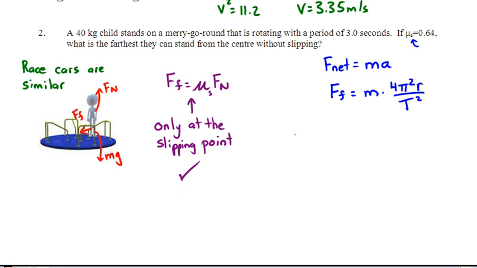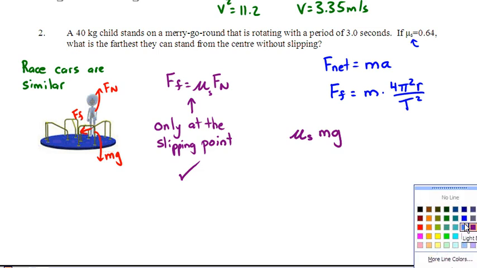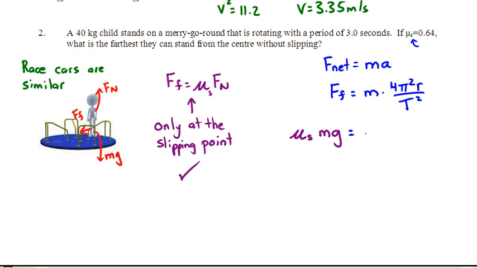I'm going to put in that coefficient of static friction, and for the Fn, it's not like this kid's on a ramp or anything like that. They're just standing there on the ground, so I'm going to put in mg because it'll equal the value for Fn. So there's my force of friction. That's going to equal mass times 4 pi squared, I'm looking for r, all over period squared.